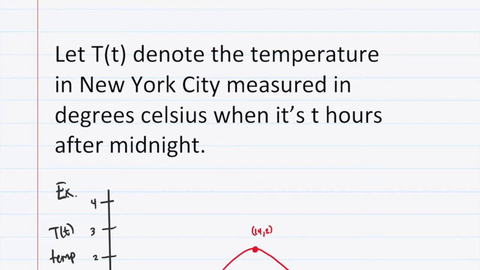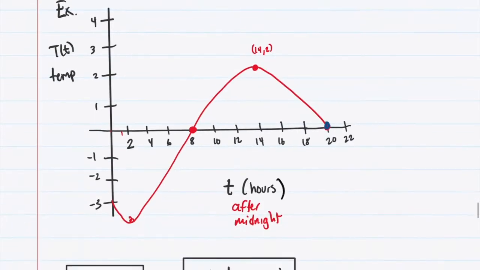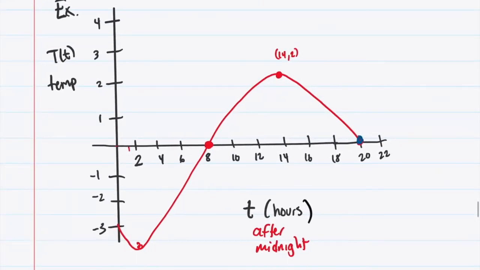Let T of t denote the temperature in New York City measured in degrees Celsius when it's t hours after midnight. We have the following graph, guys, and we're trying to analyze a couple of things. First of all, the hardest thing about this problem is that they give you the t in hours after midnight. That could be very confusing because we're used to telling time by looking at the clock.